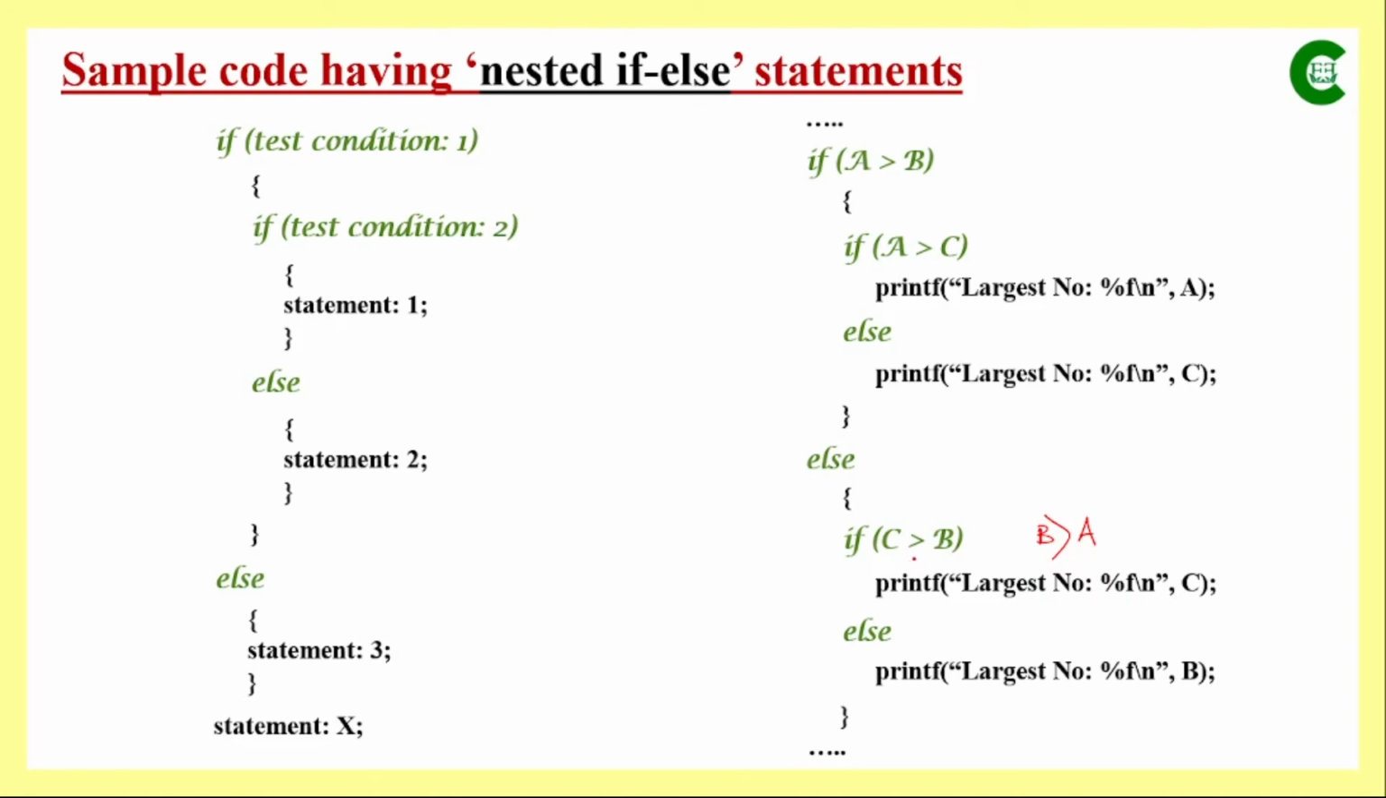But if this condition is false, then the program flow will go to this else part, and false means what? B is greater than C. That means B is greater than C as well as A. So the conclusion is B is the largest number, and accordingly we are printing it. Here the compiler will get this closing brace and understand this is the end of this else part. And the program flow will come out of this whole condition checking, the whole if else part. So this is how the nested if else works.